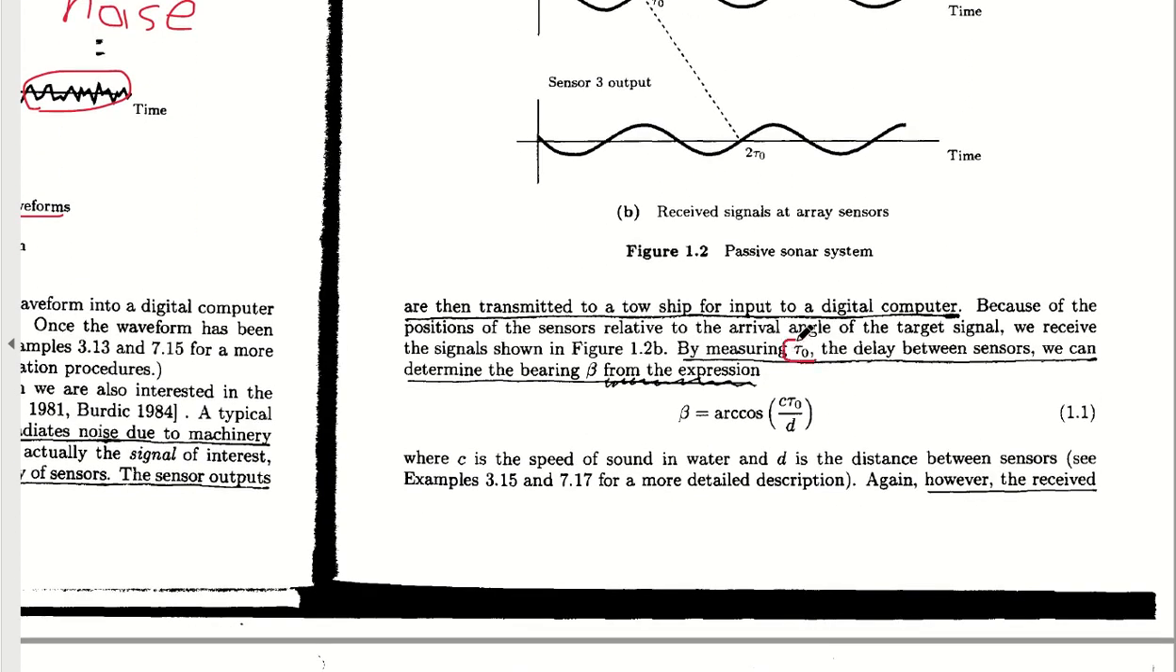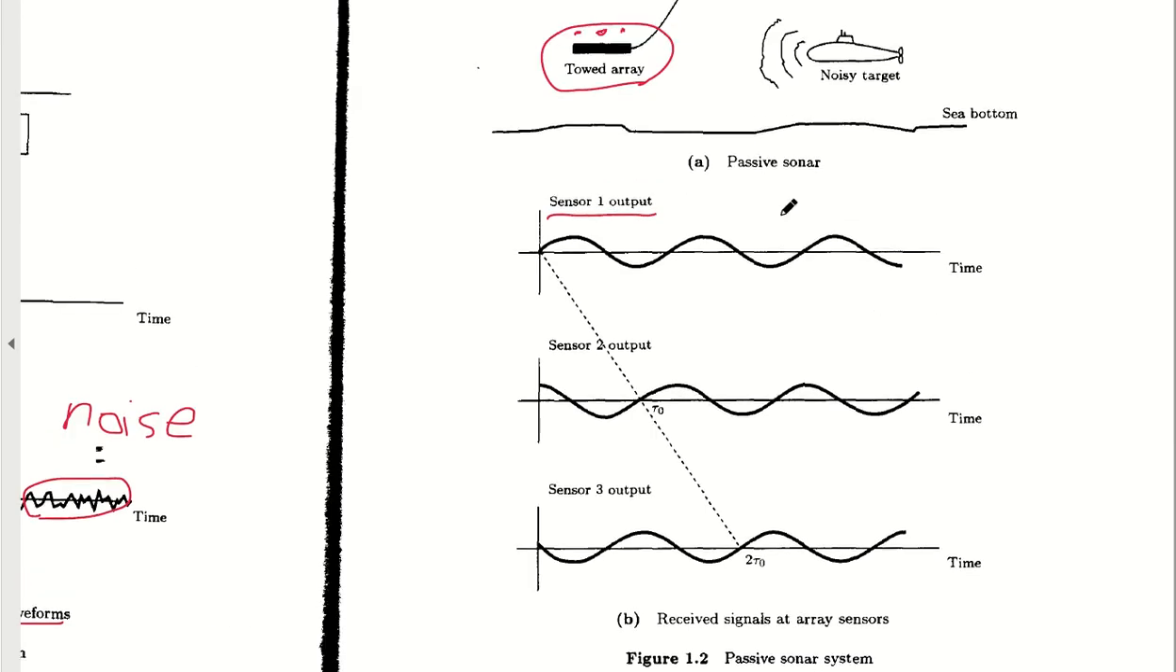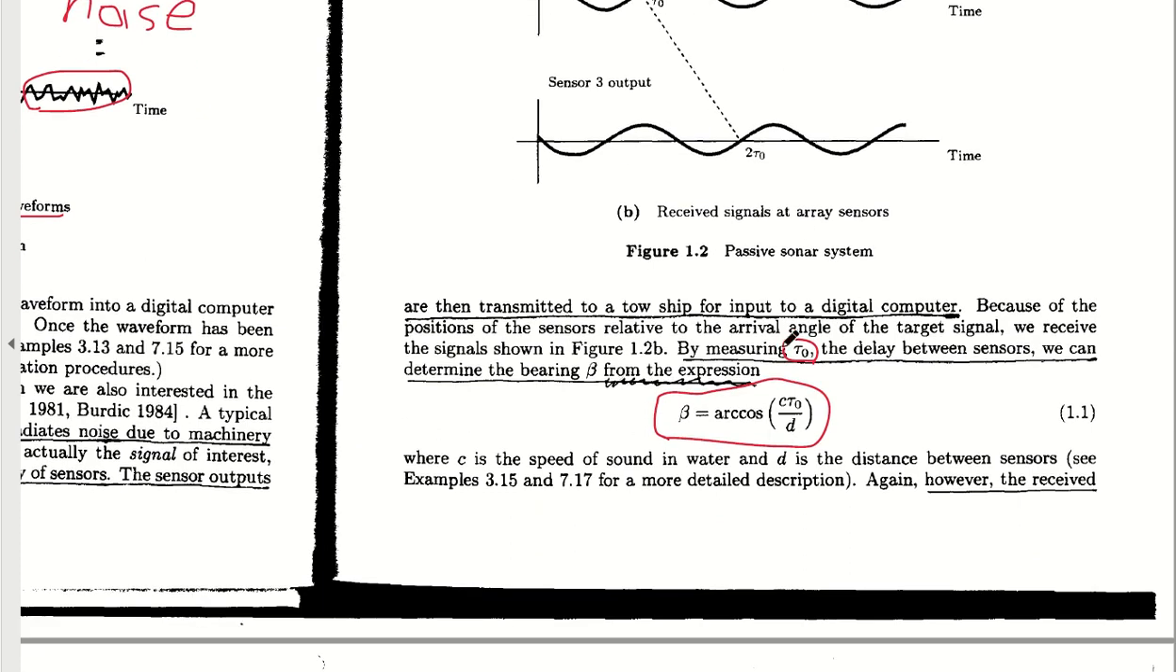Okay, so by measuring the tau zero, the delay between sensors, we determine the bearing beta from the expression, and this is from the triangular structure of the array. So, for example, you have this, and then the transmitted wave comes in like this, and then you have some kind of triangular structure in that array, and versus the angle of arrival for the incoming signal. And through some derivations, you'll be able to obtain that beta equal to arccosine of c tau zero divided by d, where c is the speed of sound and d is the distance between sensors.